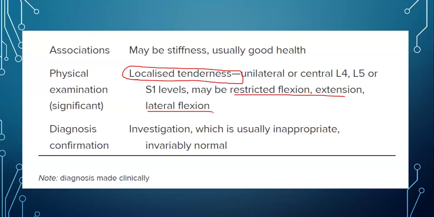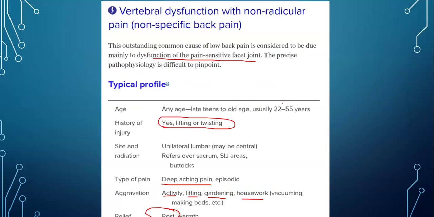Now, if your patient fulfills the criteria, don't think that just because JAM said it is common between 22 to 55, a 60-year-old cannot have vertebral dysfunction. They can have it. It's not uncommon. Okay, but it is common in this age group.